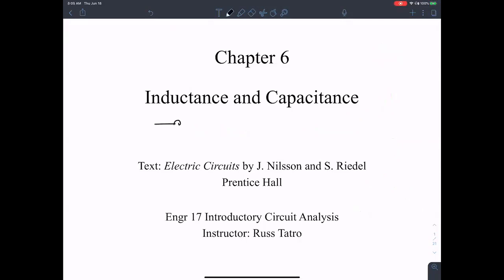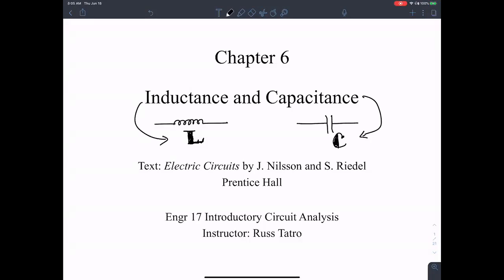By the way, the symbol for inductance is a winding, a wire that is wound around itself. The symbol for capacitance is that guy. The notation, the alphabet that represents inductance is capital L, and C represents capacitance. L represents inductance.